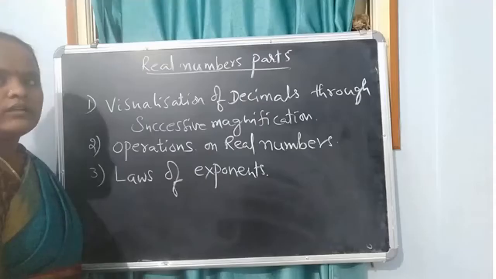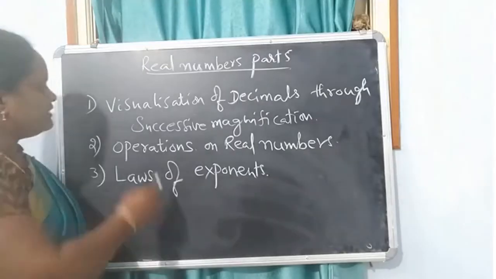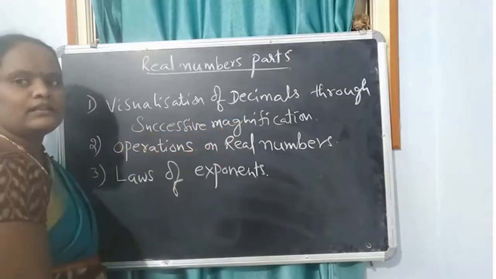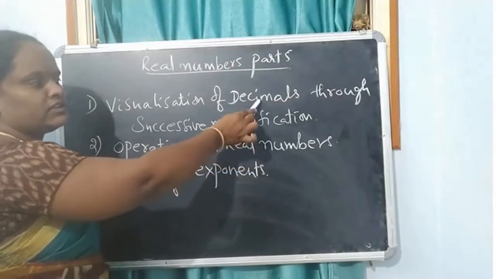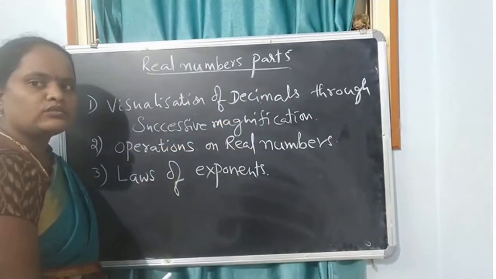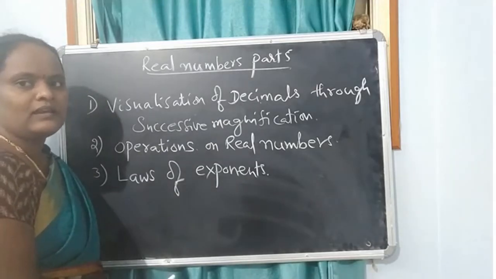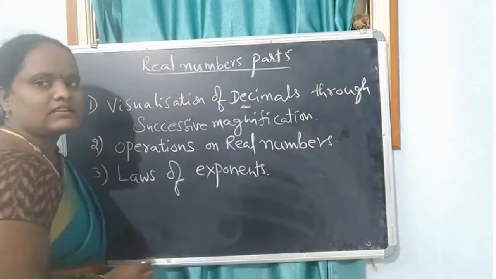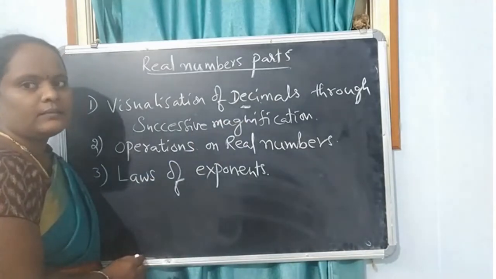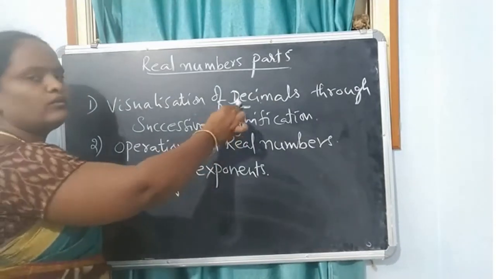Welcome to the class. We are going to see three topics today. The first one, visualization of decimals through successive magnification. In previous videos, we have seen representation of rational numbers and irrational numbers on the number line. So today we are going to see about decimals, that is terminating, repeating and non-repeating. Three types of decimals we are going to see in this class.